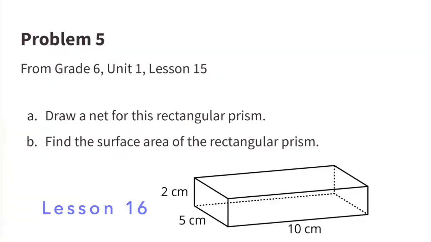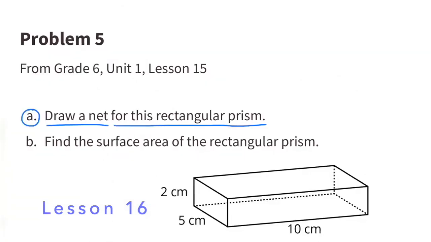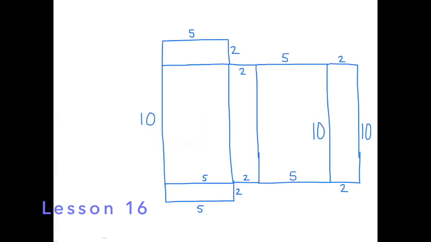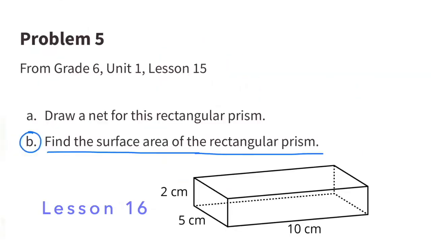Number 5. A. Draw a net for this rectangular prism. Here's the net for the rectangular prism. It has the top, the back, the bottom, the front, the right side, and the left side. B. Find the surface area of the rectangular prism.